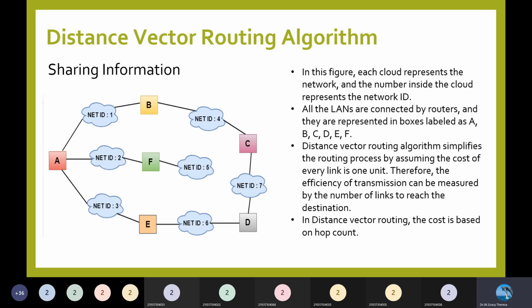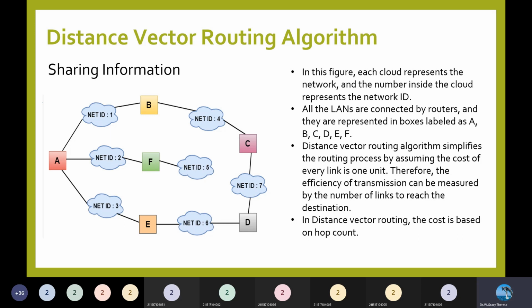When I connect A to network ID 1, the cost is only 1. If that network ID is connected with B, the cost is 1, and B to network ID 4, the cost is 1, and so on. So each link has 1 unit, and therefore the efficiency of the transmission can be measured easily by the number of links needed to reach the destination. If A wants to reach C, it needs 4 links, so totally the cost is 4. That is about the routing link and the routing cost.